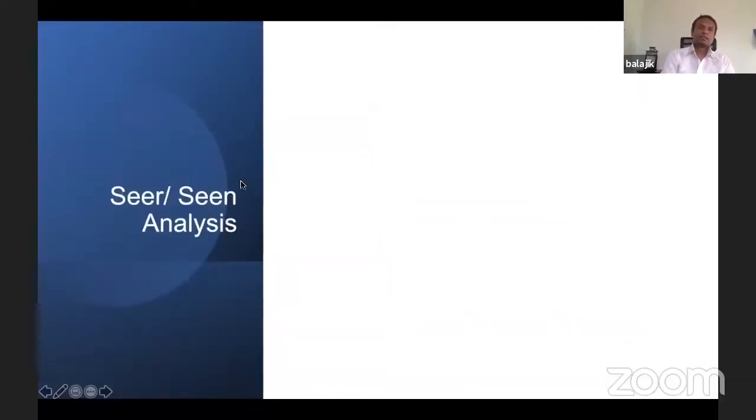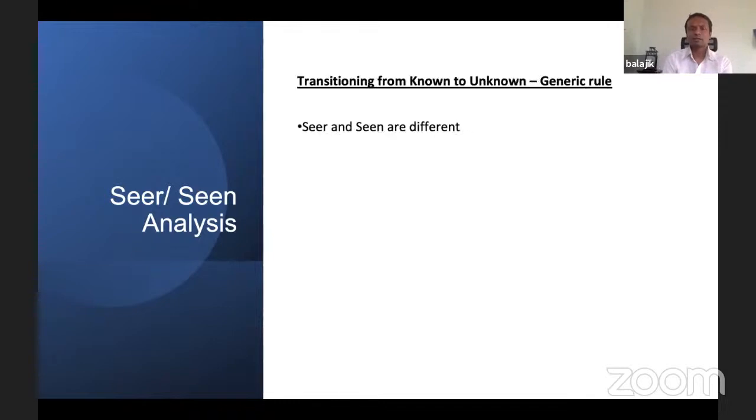Okay, so let's look into this seer seen analysis. This is a pretty simple concept. The idea is basically we are trying to transition from what we know to what we do not know, and then we keep slowly moving through this process. Through this process, we have to understand three different rules. The seer and seen are different. We started looking at this last time, but let's go into a little bit more detail now.